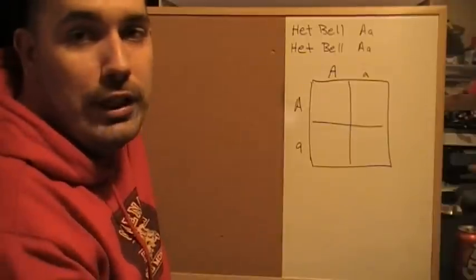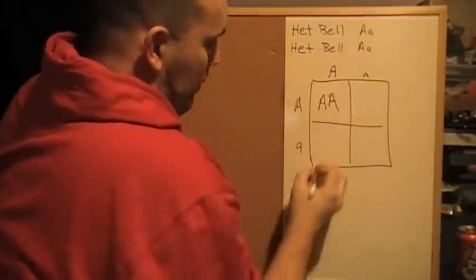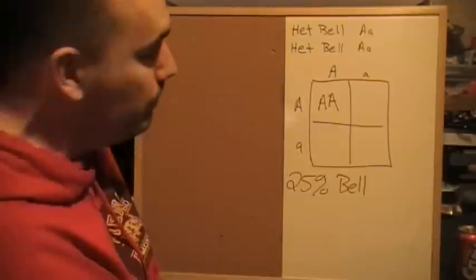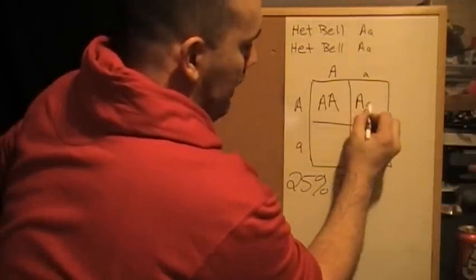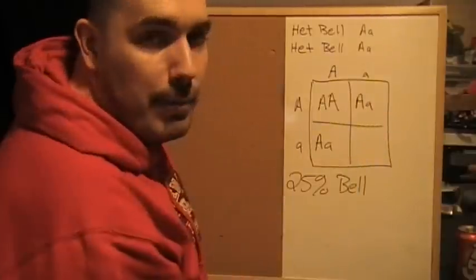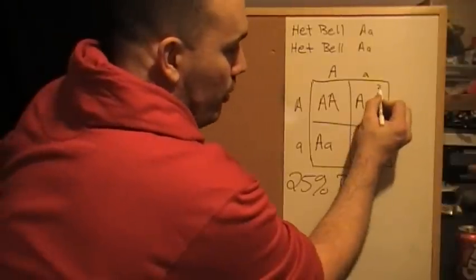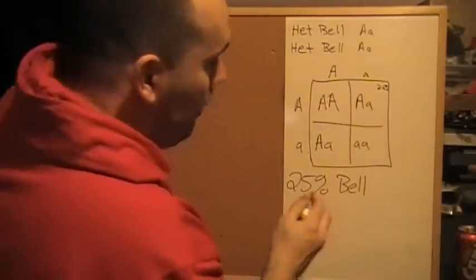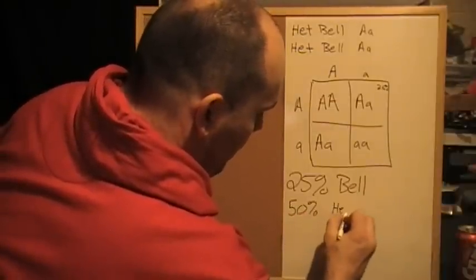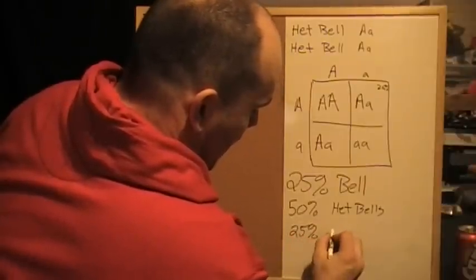Now this is where it gets tricky and everyone gets a little confused. We're going to get 25% is going to be bell albino. Now, where it gets tricky is, as you see, we have two that have like mom and dad, but they're going to look normal, and then we're going to have two lowercase letters in another one. Remember, these are all 25% chances. So you're going to have a 50% chance at het bells. You're going to have a 25% chance at normals.